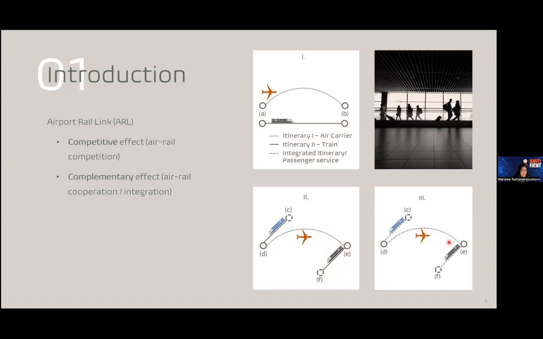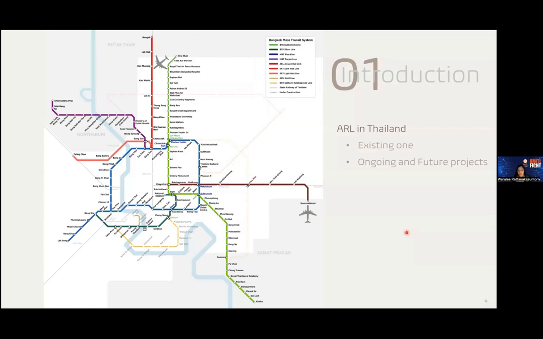Very close to the complementary effect of aerial cooperation would be integration. It is very similar between aerial cooperation and integration, but the difference is that in aerial integration, the travel itinerary can be integrated into a single ticket, and the passengers have extended services such as airline check-in at train stations in town, or schedule coordination and other complementary services, which result in a seamless journey of both modes. So that's the concept of aerial integration, which is the heart of this research.